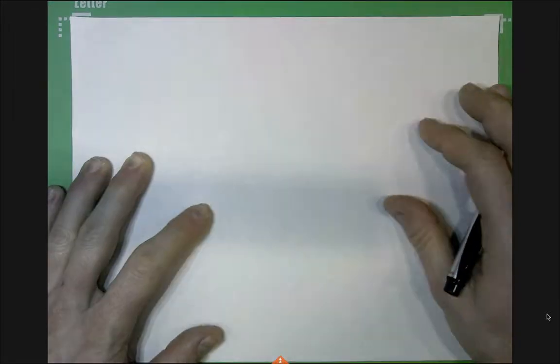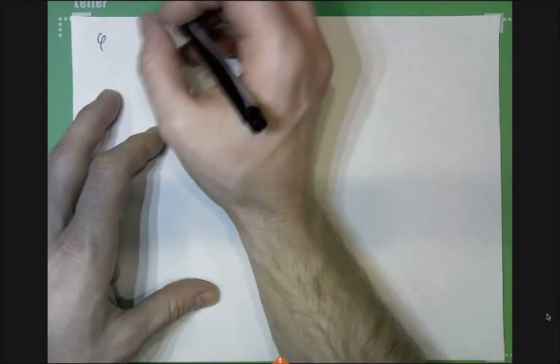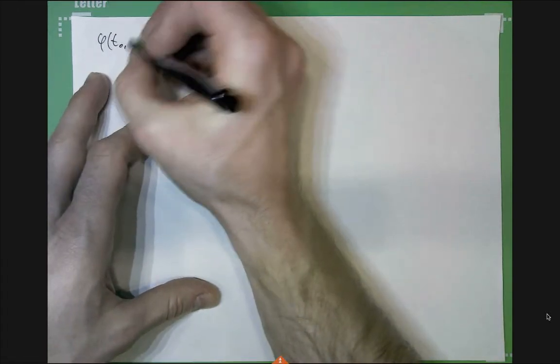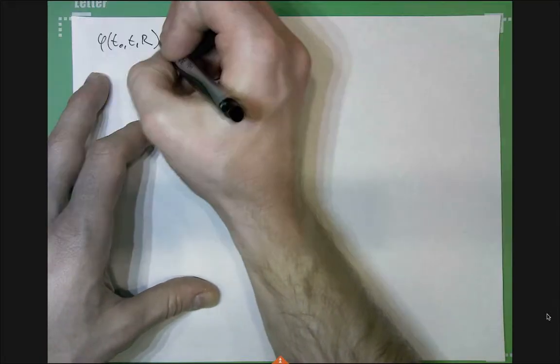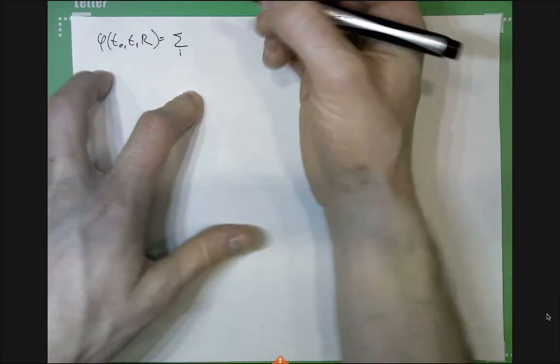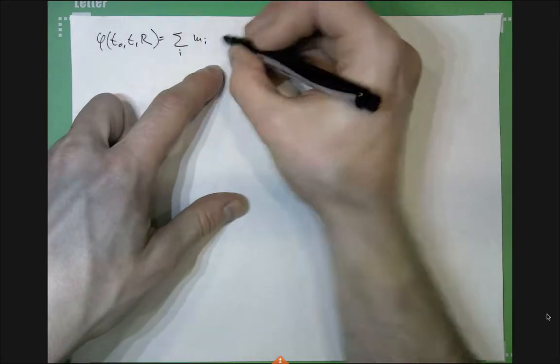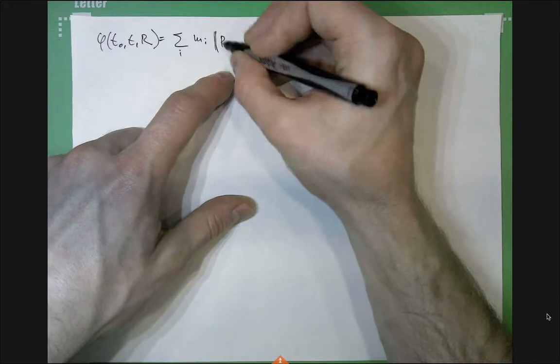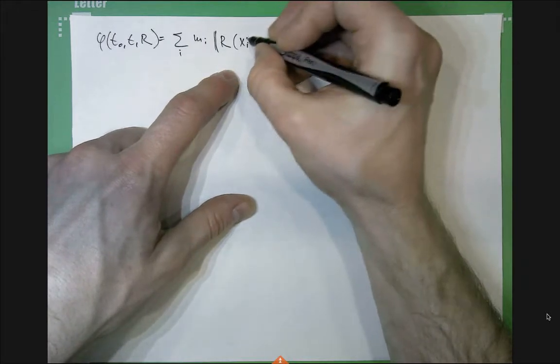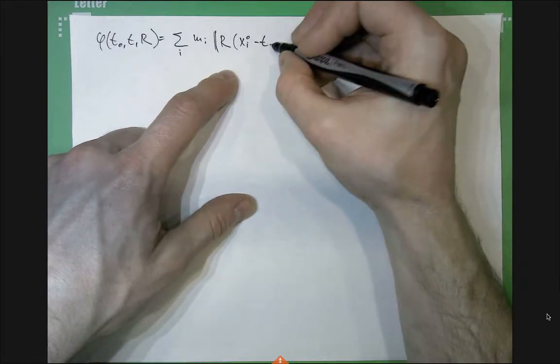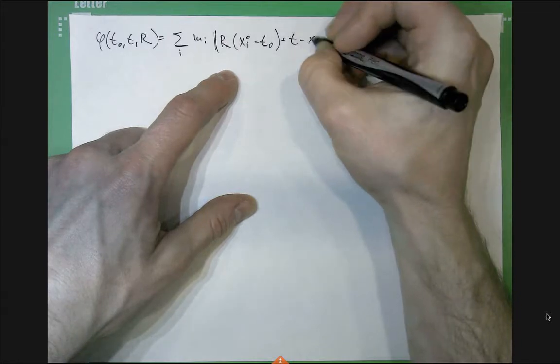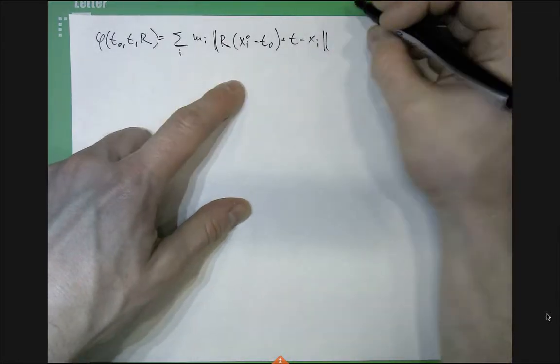So let's call this function, for example, phi, doesn't really matter, and it's a function of t0, t, and r. And I will just write it down again. So this is sum over i, and here I have r times xi0 minus t0 plus t minus xi. So I just copied the formula from the slide.